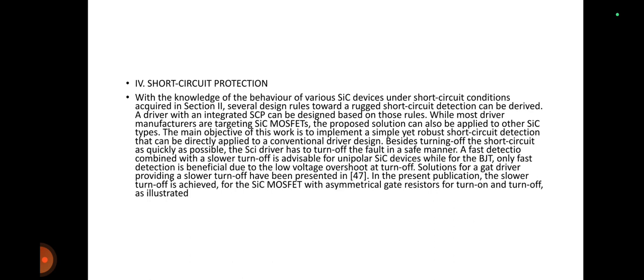With the knowledge of the behavior of various SiC devices under short circuit conditions acquired, several design rules toward a rugged short circuit detection can be derived. A driver with an integrated SCP can be designed based on those rules. While most driver manufacturers are targeting SiC MOSFETs, the proposed solution can also be applied to the other SiC types. So, in the present publication, the slower turn-off is achieved for the SiC MOSFET with asymmetrical gate resistors for turn on and turn off.